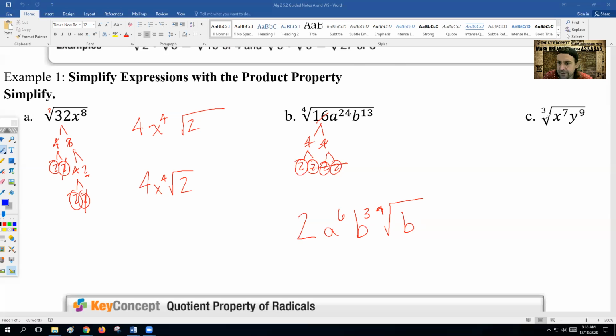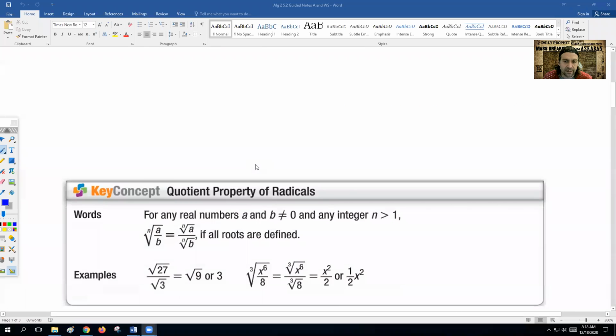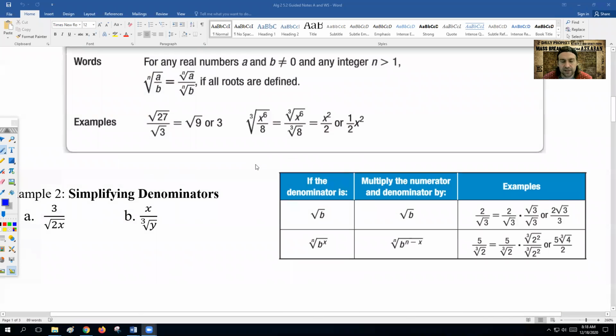All right, last problem here. No numbers to break down. We just have the cube root of x to the 7th, y to the 9th. All right, so x to the 7th. If we divide 7 by 3, that's 2 and 1/3. So we'd have an x squared breakout, and inside the cube root, we'd have 1 x left over, 2 and 1 in the 3rd. And then 9 divided by 3 is 3 with 0/3. And so we just have y cubed on the outside. Okay, not too bad.